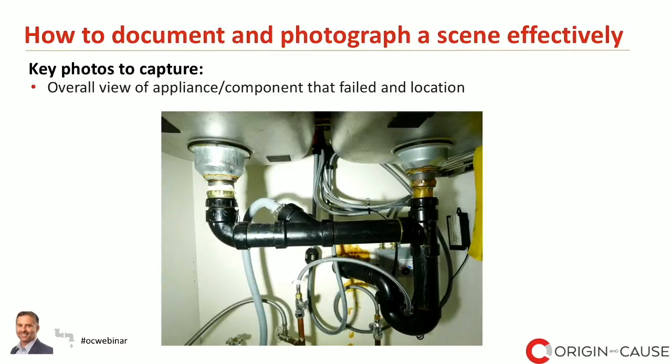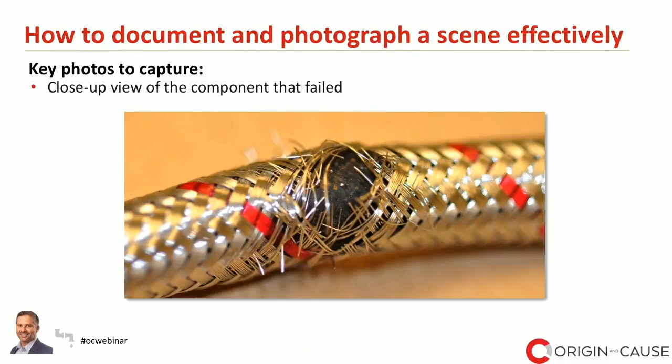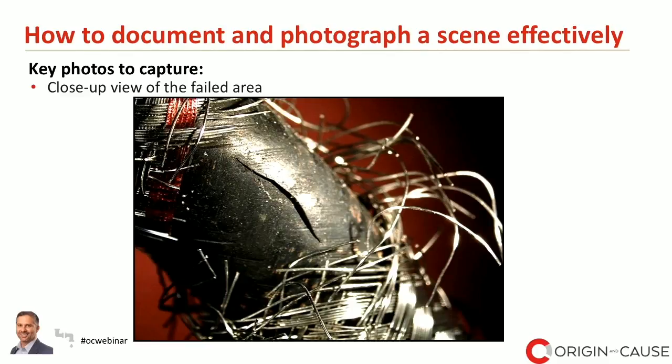Next, we're closing in towards the area where the incident occurred. In this particular case, the water discharge occurred from the braided hose on the faucet. We take a close-up view of the component that failed. You can see the braided hose, it's damaged. And finally, we take a close-up view of the component that failed, including the area of interest. In this case, you can see the braided hose has a perforation in it.